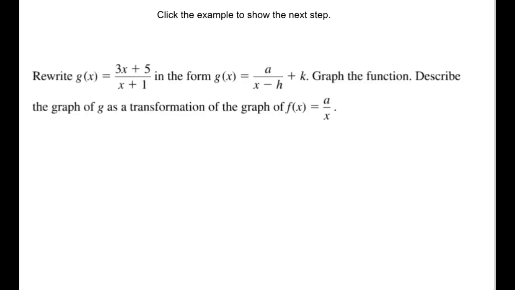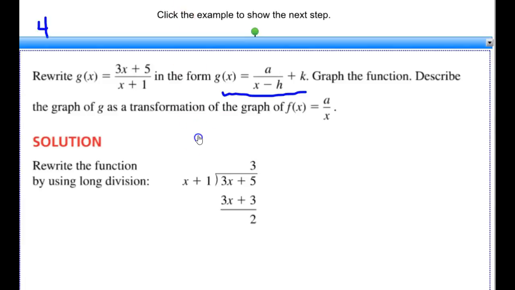So now we're going to look at example number 4. I'm supposed to rewrite g of x equals 3x plus 5 over x plus 1 into this form, right? So this I can use my transformations on, and then graph the functions. And then I'm supposed to describe the graph g as a transformation of that graph, right? And here we are with our transformations again.